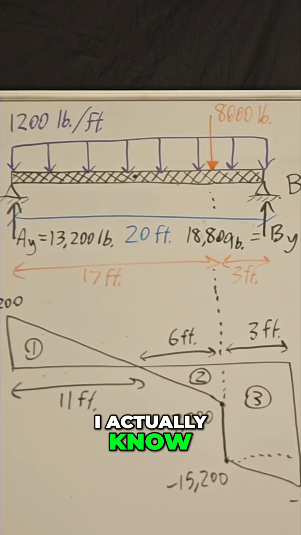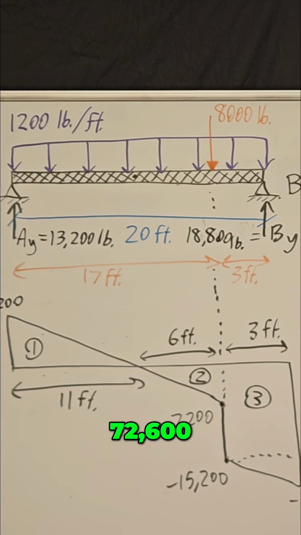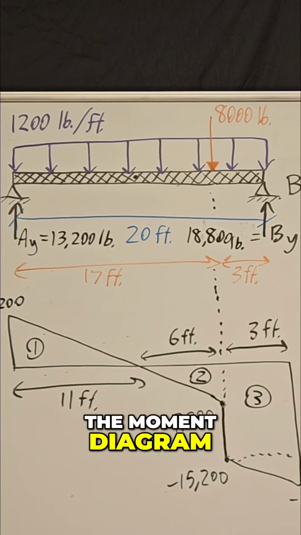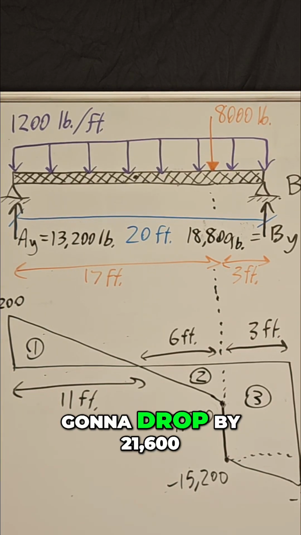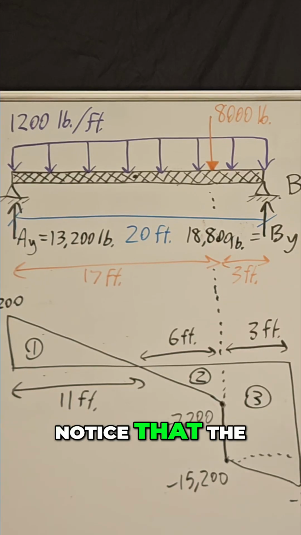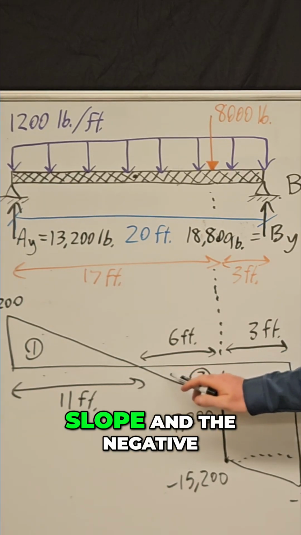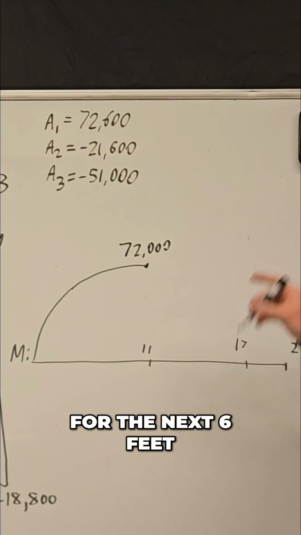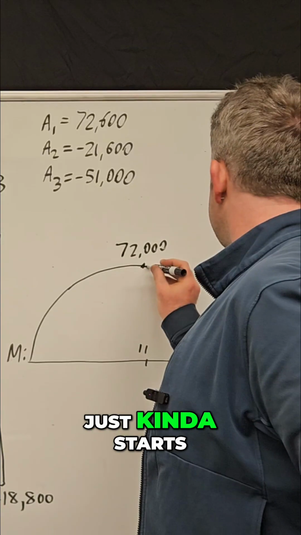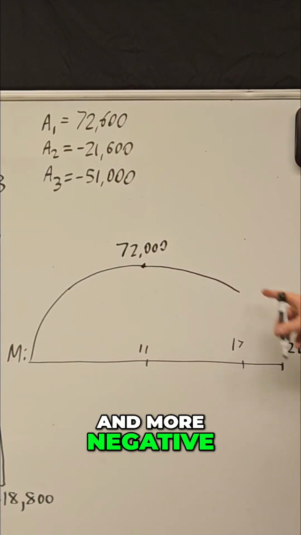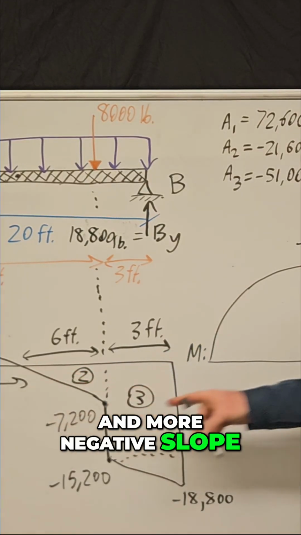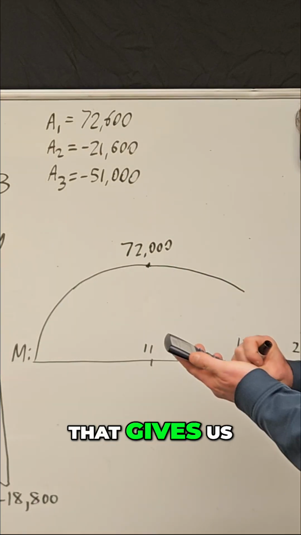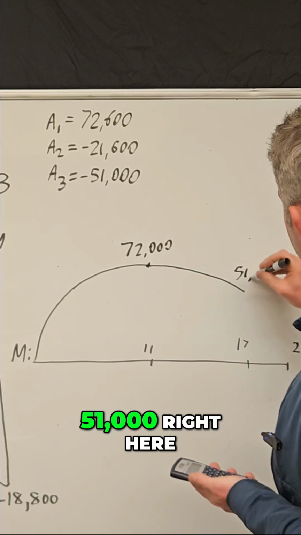So I actually know that the area of triangle 1, 72,600, is that maximum peak. That's the amount the moment diagram goes up by. But then it's going to drop by 21,600. Notice that the slope goes from 0 to a negative slope, and the negative slope keeps getting steeper. So for the next 6 feet, basically the slope gradually gets steeper and more negative, right? More and more negative slope. That's what we see here. And from 72,600, we have to subtract this amount. That gives us a value of 51,000 right here.